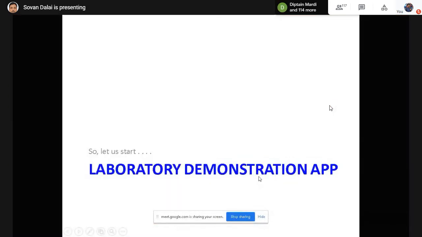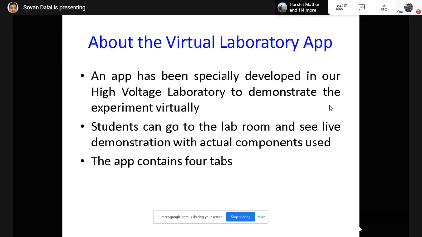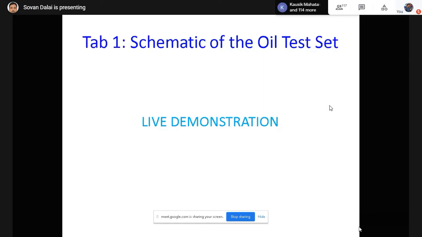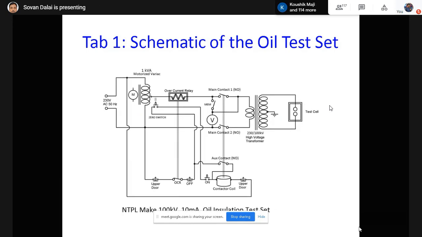I think the slide is visible to all of you. Yes, sir. So just as we showed you yesterday, similarly first we will show you the demonstration app. Before going to the demonstration app, these are the preliminary characteristics of the demonstration tab. That tab has four tabs. The first, live demonstration, contains the schematic of the oil test set.